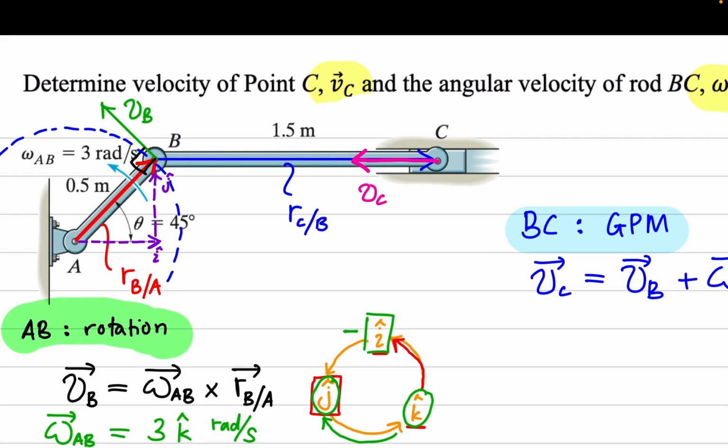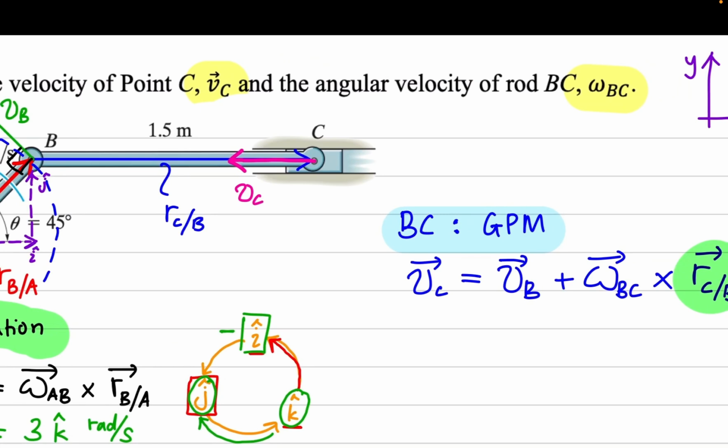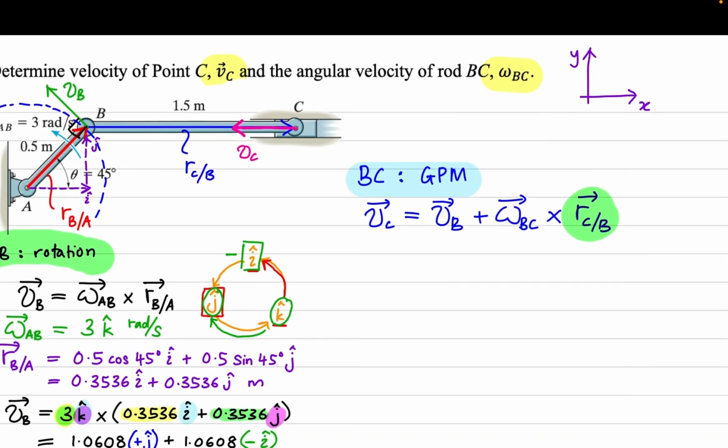Pointing to the right, the length is 1.5 meters. So pointing to the right is the positive x-axis, and the value is 1.5 meters. So we can write r_C/B, which is basically 1.5 i positive. The unit is meter. Okay, and then we need to convert everything into unit vector form.